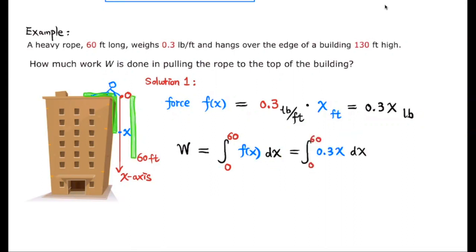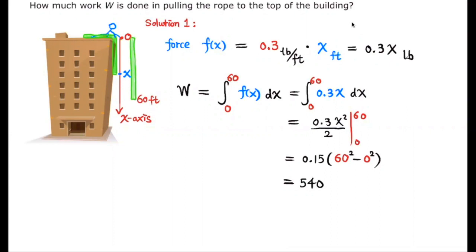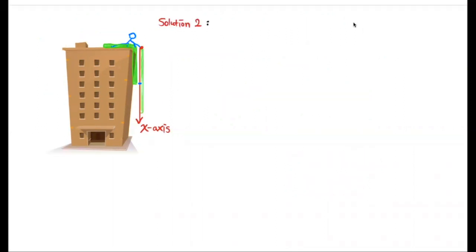So the work done is equal to the integral of this force function, where x goes from 0 to 60. Evaluate this integral, we get 0.3 times x squared over 2, where x goes from 0 to 60. Substituting, we get 540. The force over here, the unit is pound, and the displacement here, the unit is feet. So the unit here will be foot-pound. Solution 2. This time we're going to use a Riemann sum.